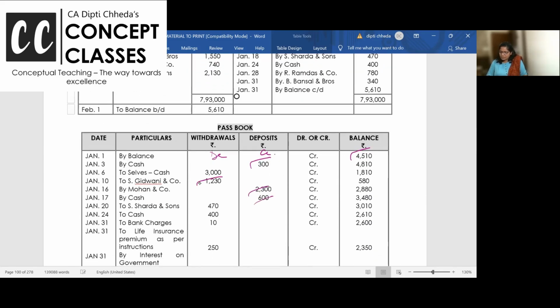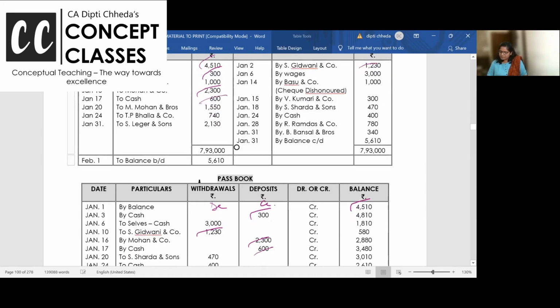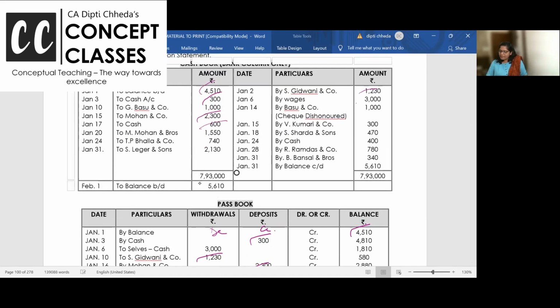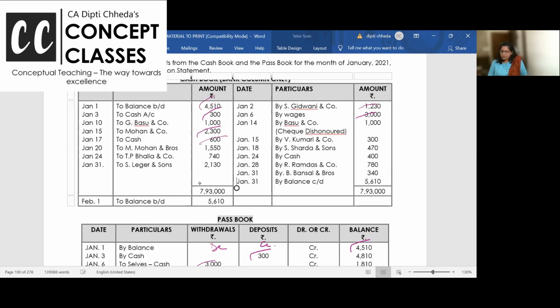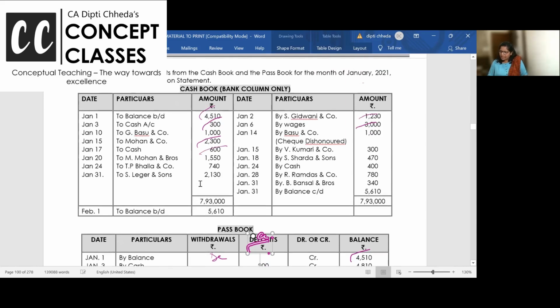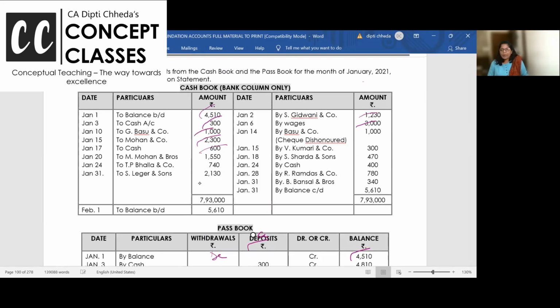Now, I paid check to Gidwani 1230. 1230 withdraw भी हो गए account से. I paid wages. और यहाँ पे wages cash में withdraw भी हो गए. Then one check of Basu, 1,000 it came and 1,000 it got dishonored. So in passbook no entry is there. Okay, but then this check will not be pending. I hope you are getting. Basu's check I deposited and then some name is mismatching amount, some mistake.